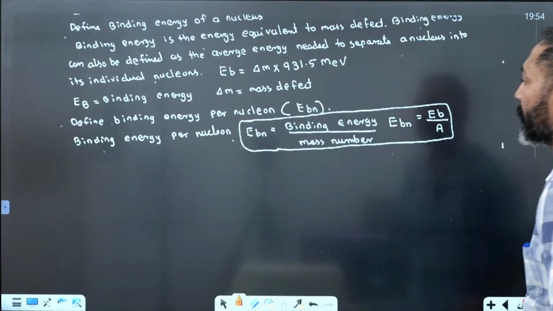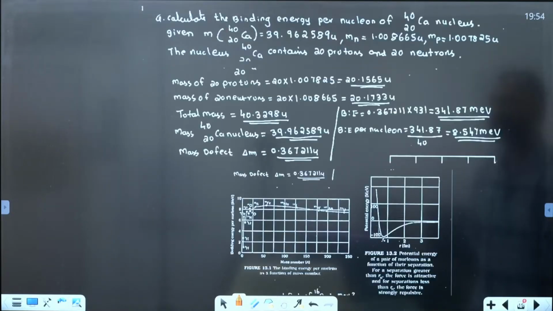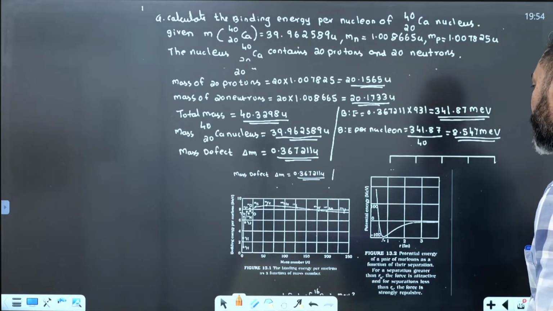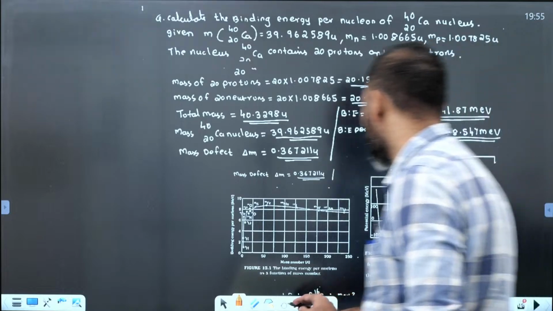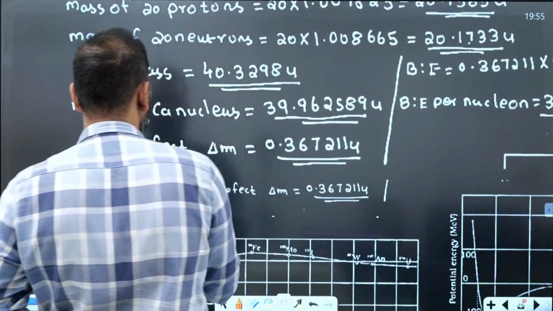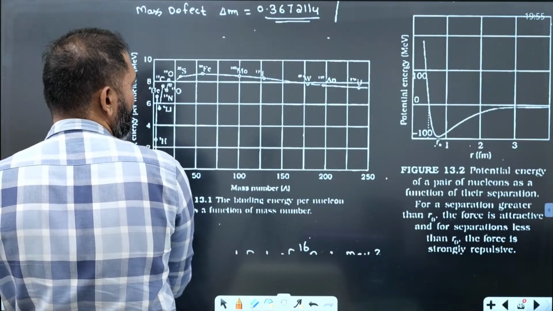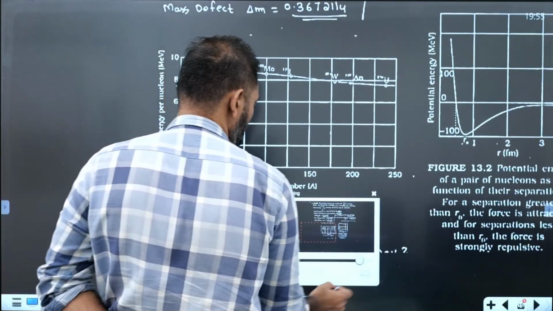Next, the greater the energy per nucleon, the more stable is the nucleus. Next, we have to see a graph. The graph is very, very important. This is the graph.